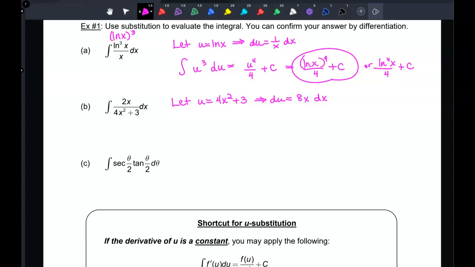Now I don't have an 8x dx. I have a 2x and a dx. Well, it'll be 1/4, right? Because if I were to rewrite x dx, just the x, if you want to write it as 2x, it doesn't matter, right? 1/8 times the 2 will end up being a 4th.